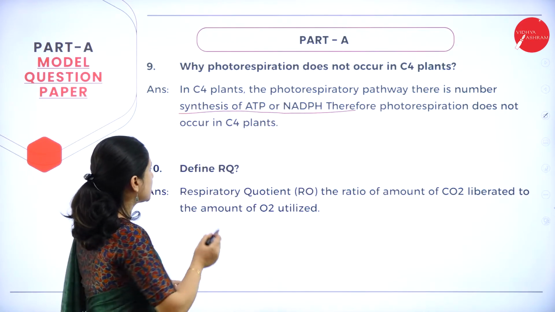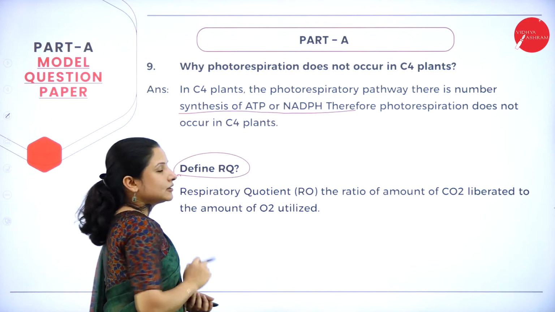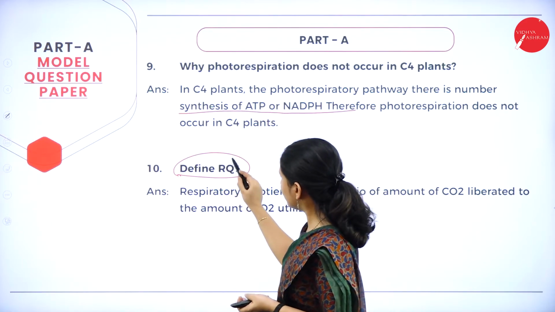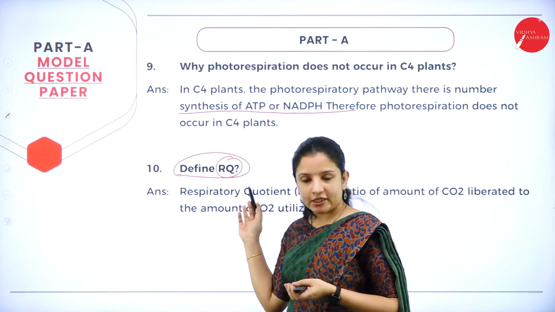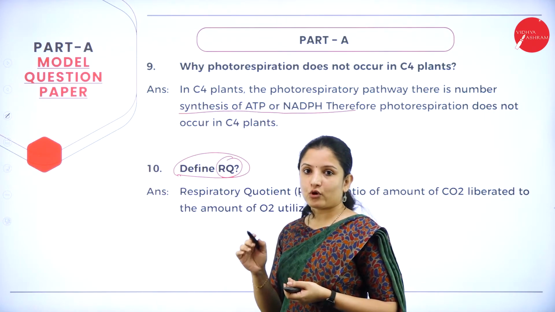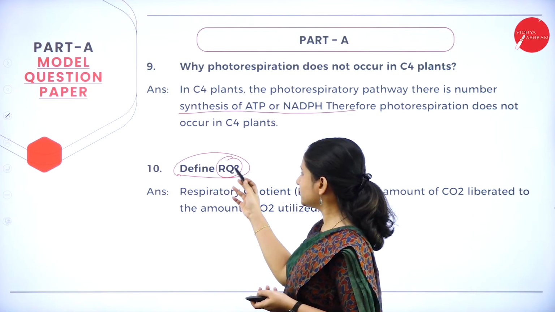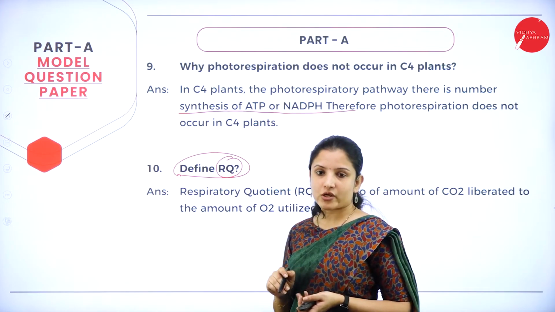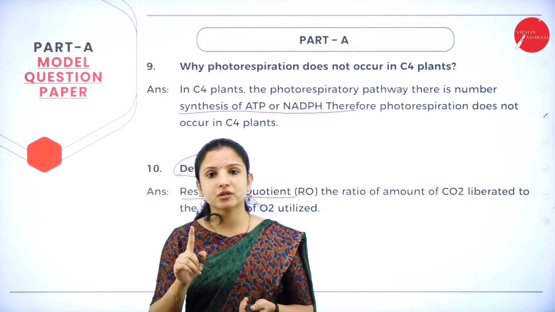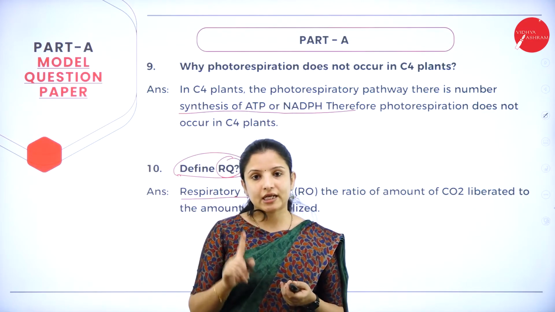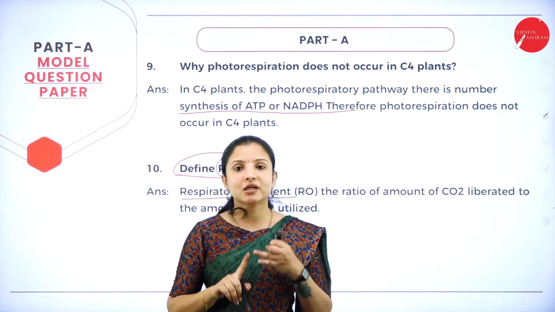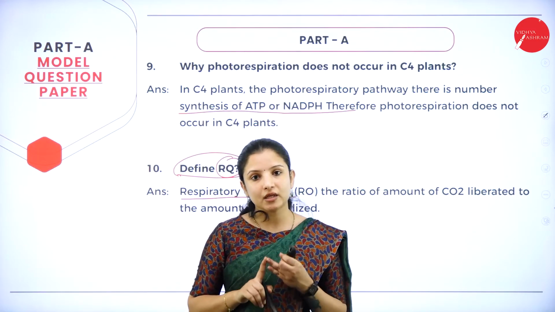Next, they have given here: define RQ. You need to understand, they have not mentioned anything, they have just given it as RQ. So you need to know what RQ is. That is why abbreviations are very, very important. Only if you know what RQ is will you be able to answer the question. RQ is nothing but respiratory quotient, which means you need to define respiratory quotient. So be it abbreviations, be it examples, each and everything in biology is very, very important.